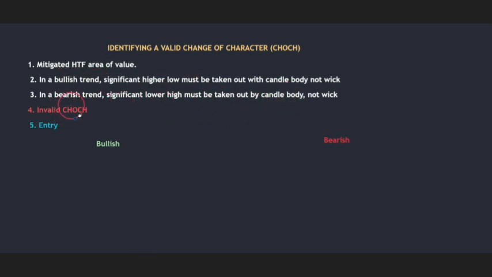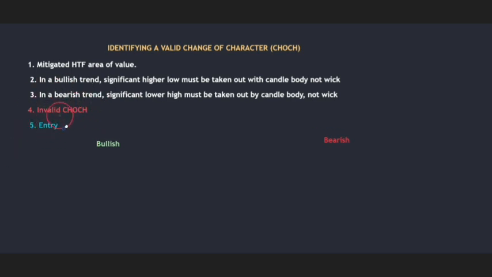We're also going to be looking at what scenario a change of character is considered invalid, because sometimes it may look like a change of character, but it's actually invalidated by certain aspects, which I'm going to be sharing here. We are also going to be looking at how we can effectively enter the market when the price action forms a change of character.